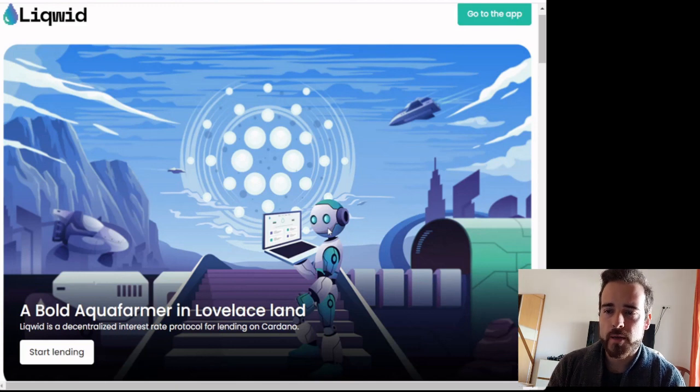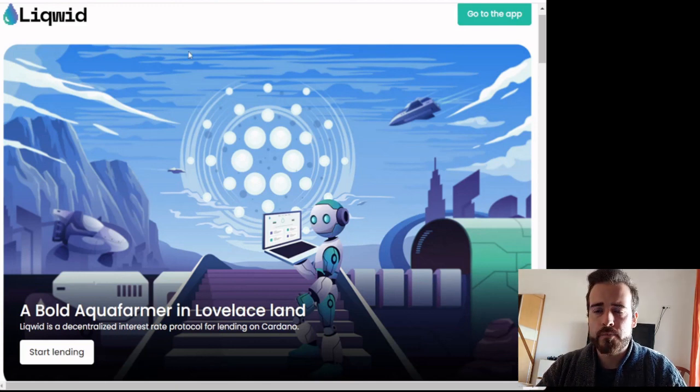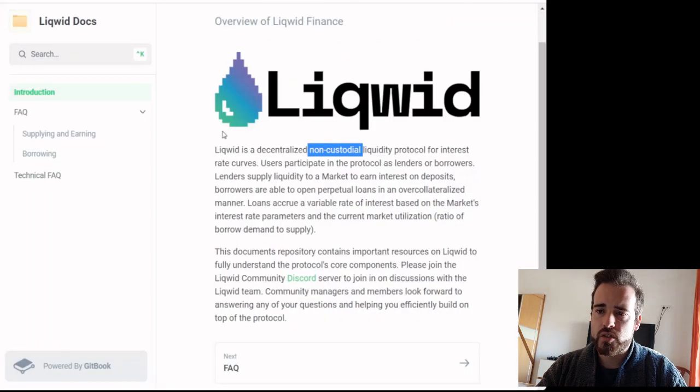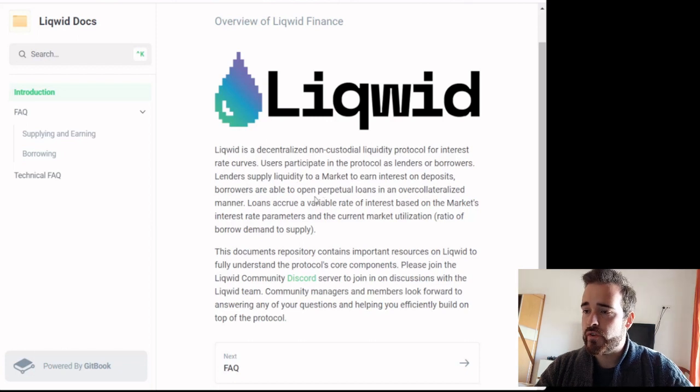With that out of the way, let's come here to the Liqwid platform, as you can see here, and here is the definition of Liqwid that I just mentioned, you guys. Okay, but let's dive deeper into this definition.